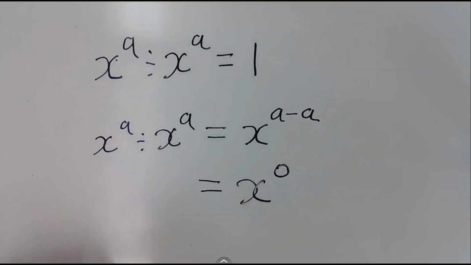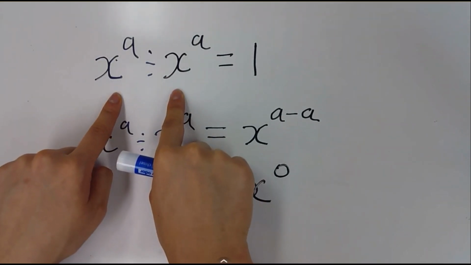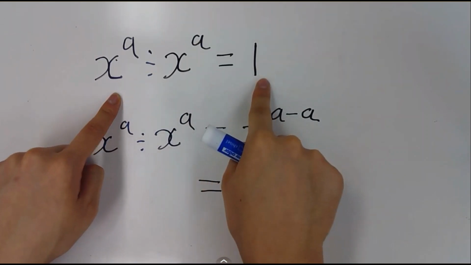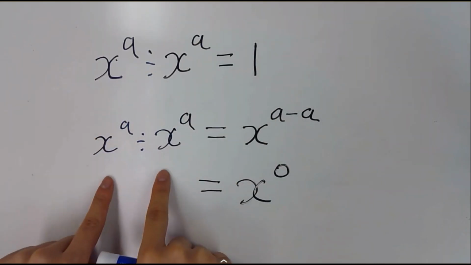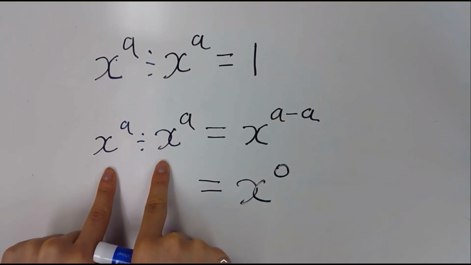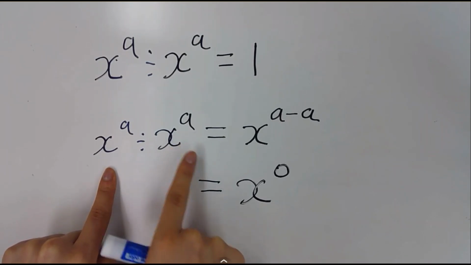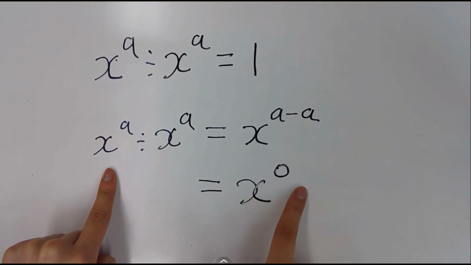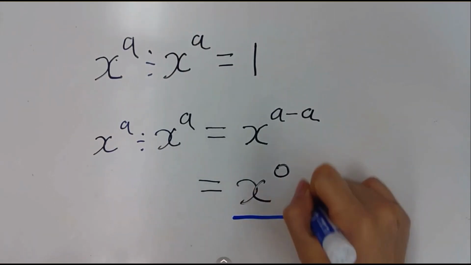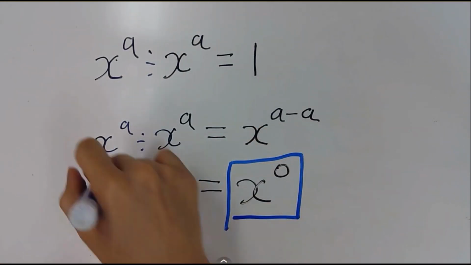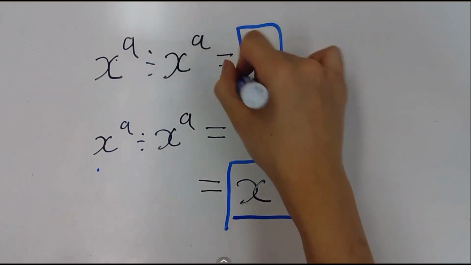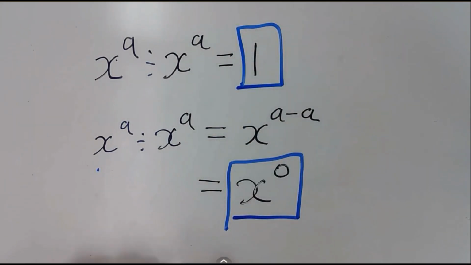So x to the power of a divided by x to the power of a was equal to 1. And here, we just found that x to the power of a divided by x to the power of a is equal to x to the power of 0. What does that mean? It means that x to the power of 0 is the same as 1. And in fact, any number to the power of 0 is equal to 1.